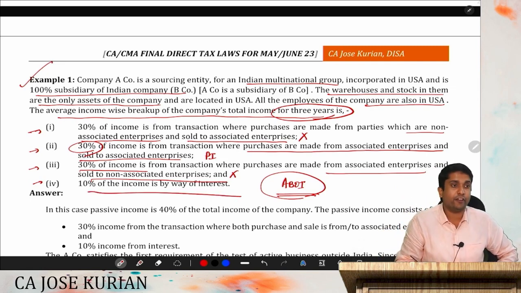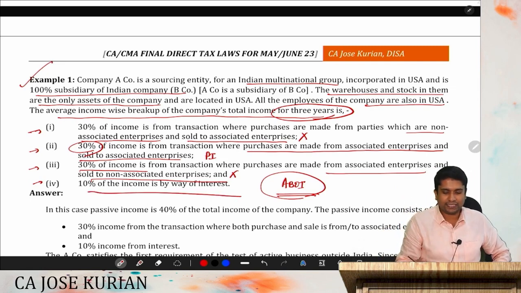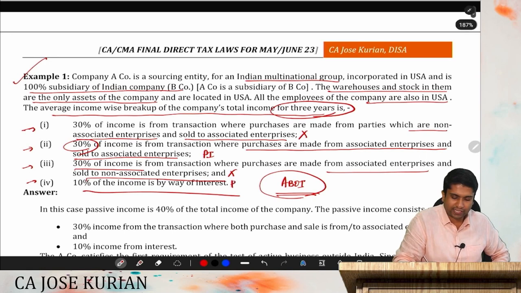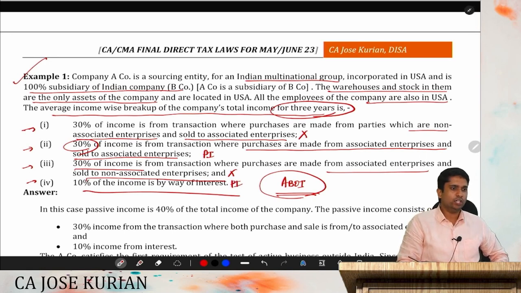10% of income is by way of interest income. Since the question says they have some warehouse in stock, it is not a bank or a public financial institution. And this is also passive income. Yes or no? So how much percentage is their passive income? The total income breakup is given. Out of that breakup, only 40% is passive income.